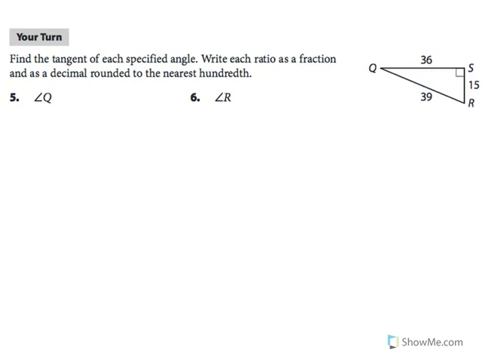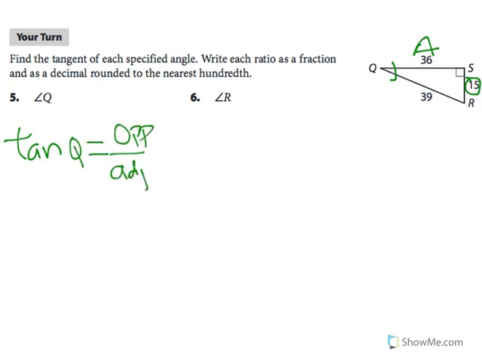Okay, so we're looking from angle Q. This is your opposite, and this is your adjacent. So we see that tangent of angle Q is equal to opposite over adjacent, which is equal to 15 over 36. Then you use your calculator to reduce that. So this gives us 0.417.